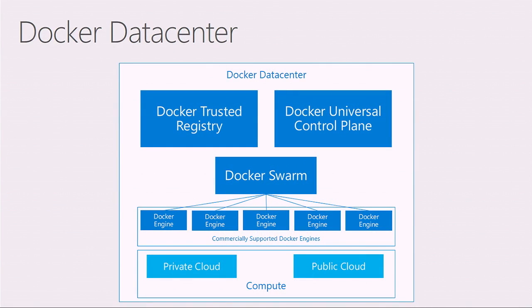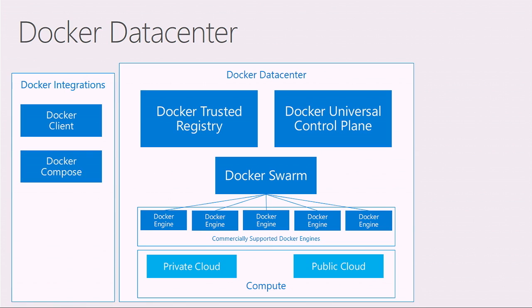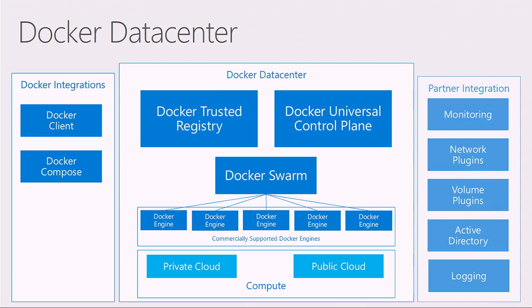And so if we look at Docker Data Center a little more specifically, again, we have Universal Control Plane, Trusted Registry. There's actually Docker Swarm in the middle of this. So Swarm is the thing that's aggregating all of these Docker engines together from the different nodes, whether that's on a private or a public cloud. And then we have our Docker client and Compose.